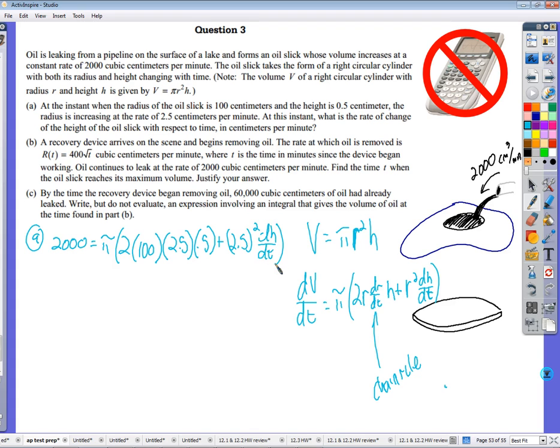You don't get much more of a softball than that when it comes to related rates problems. They tell you the equation that relates the volume, the radius and the height. Then they tell you how fast some things are changing and ask how fast something else is changing. Or they tell you how fast everything is changing and ask what the radius is at this moment.